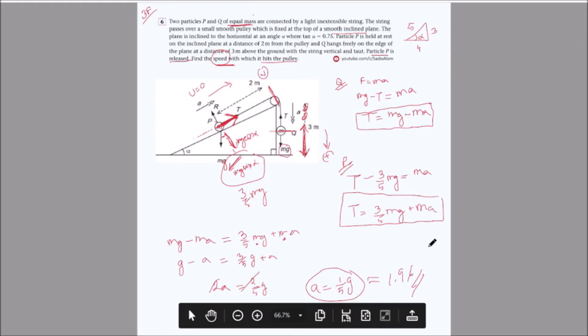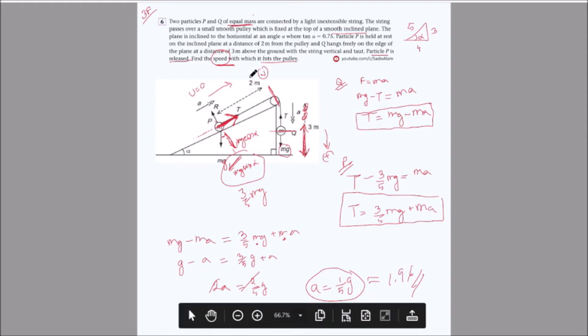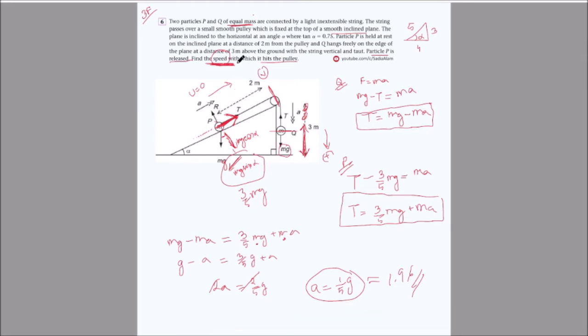Okay, so we are not done with this math. Like, we calculated the value for a. Since the question didn't ask for tension, I'm not substituting the value for a. I will directly move to this portion where we need to calculate the speed with which the particle will hit the pulley. So as you can see, Q will move downward, P will move upward. So P will hit this pulley.